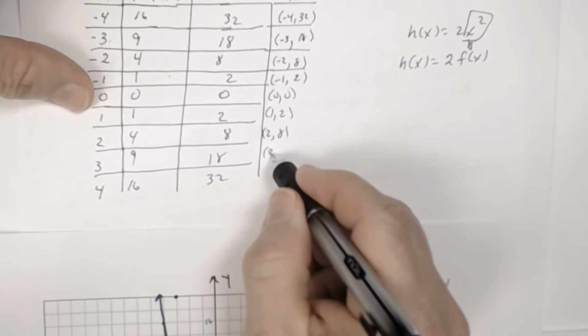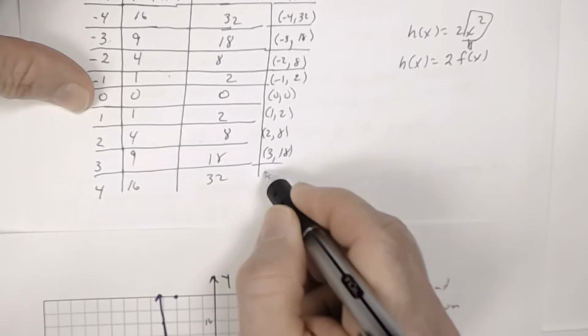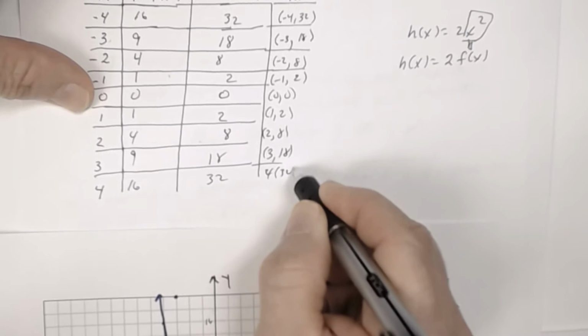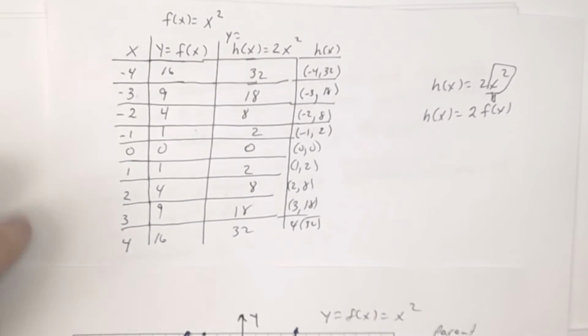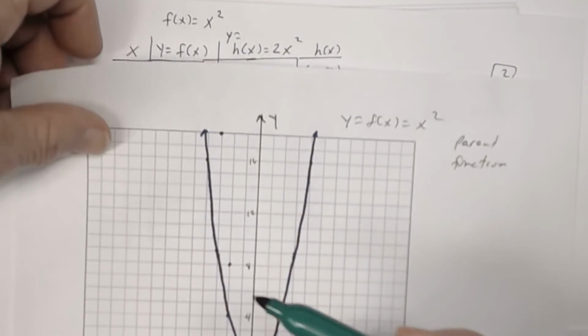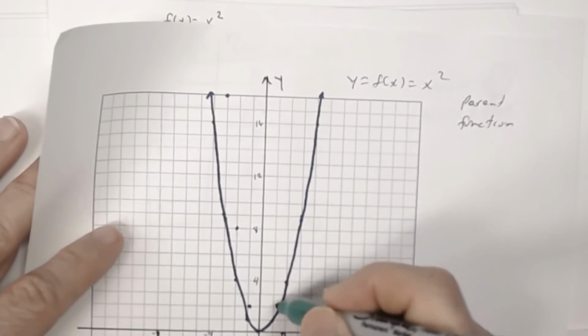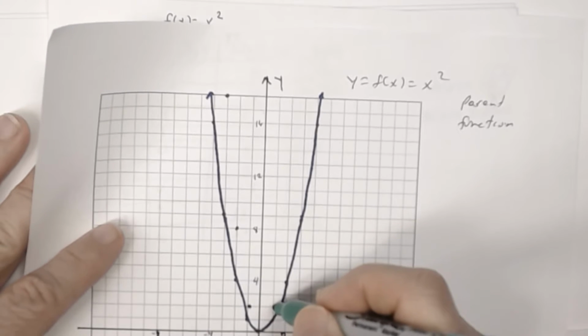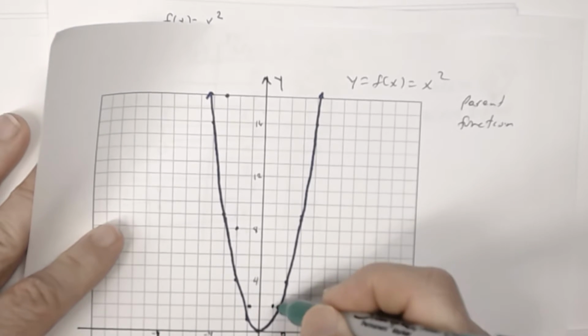And 3, 18. And 4, 32. Okay? So I'm going to go ahead and plot those points. And so the green graph, I'm using a green color here. So the green graph will be h of x. All right, so watch what happens.